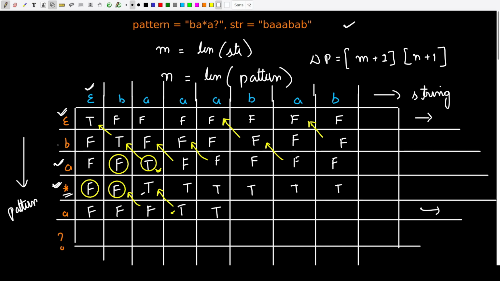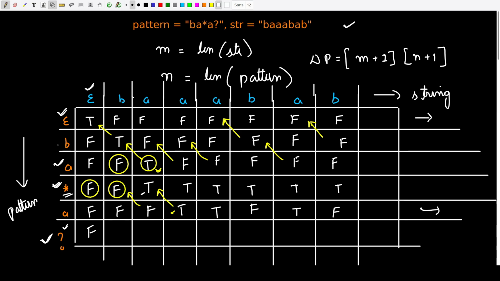Similarly over here, this will be false and this will be true and false. Now let us discuss the case of a wildcard, where the wildcard is a question mark. Since a question mark matches exactly one character, it cannot match an empty string, so we are going to mark it as false.